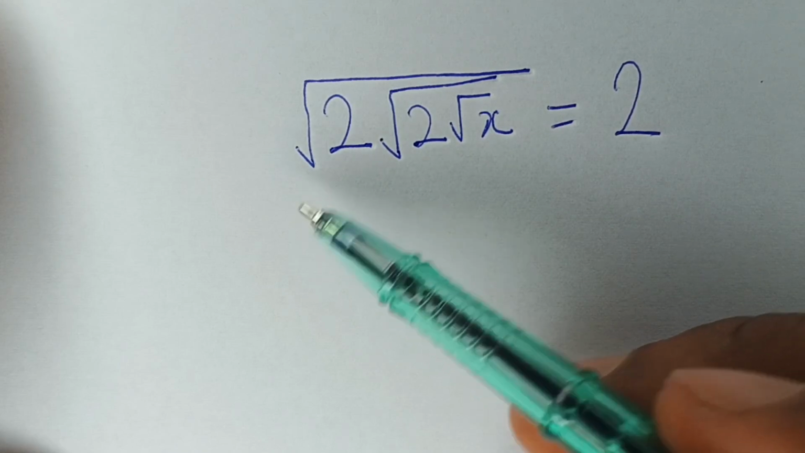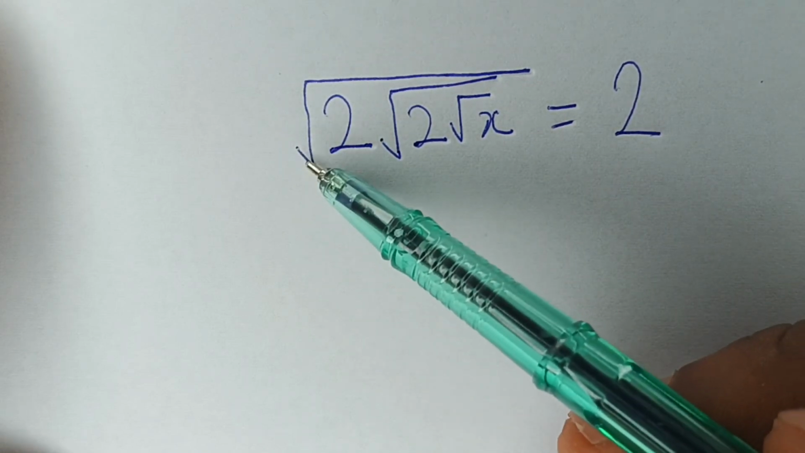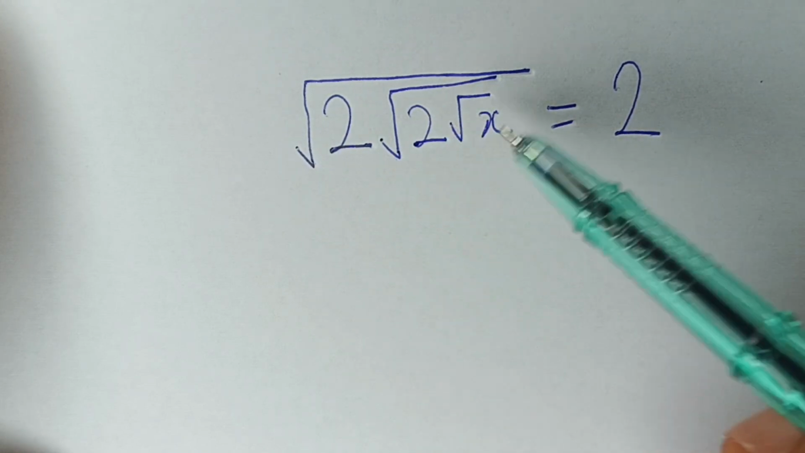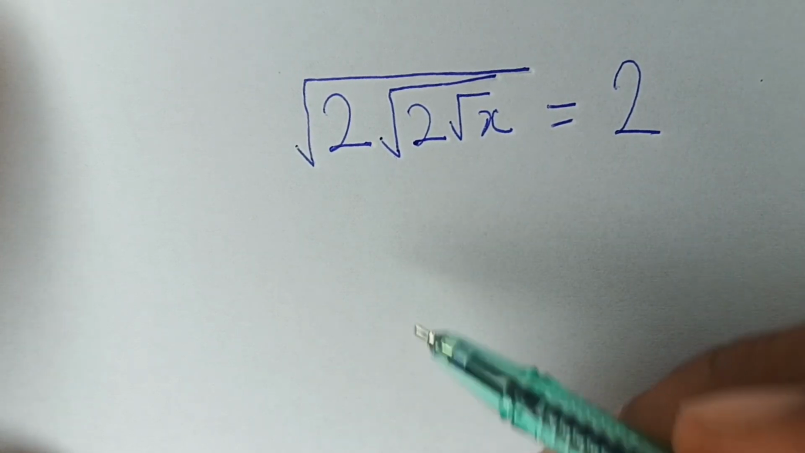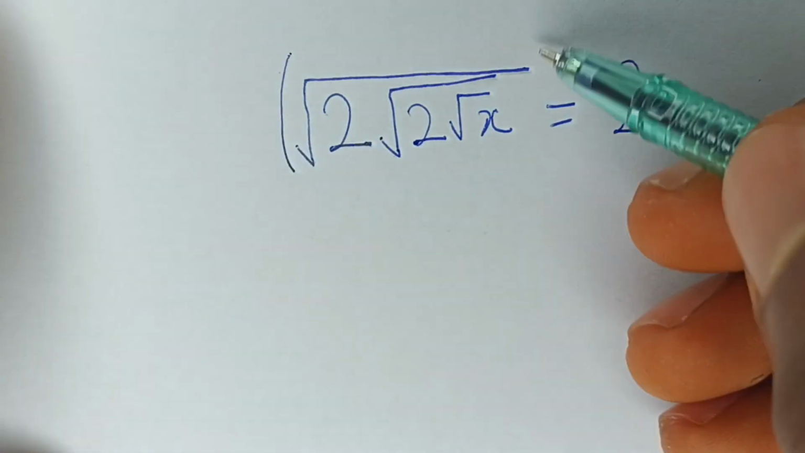Let's solve this question together. It says square root of 2 times square root of 2 times square root of x is equal to 2. Okay, so how do we solve this? First thing we do is to raise both sides to the power of 2.